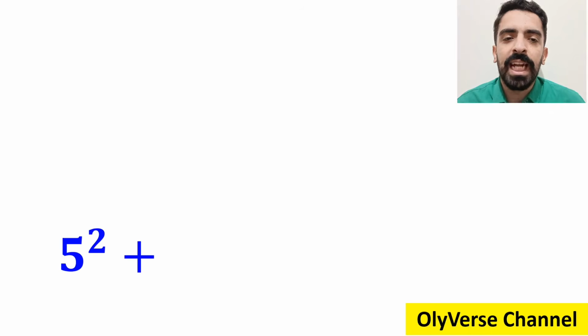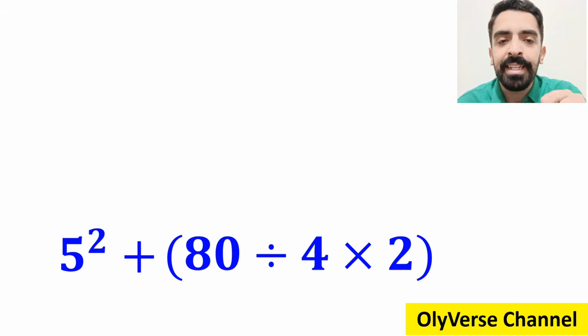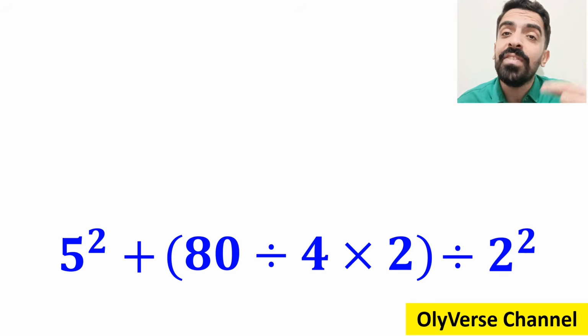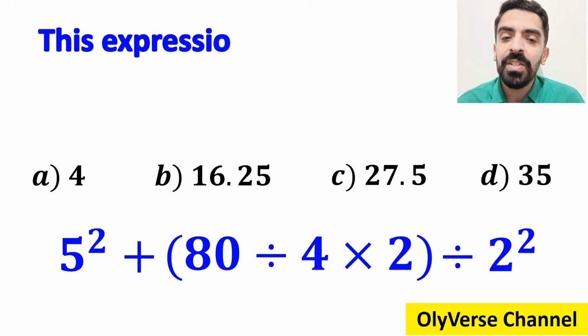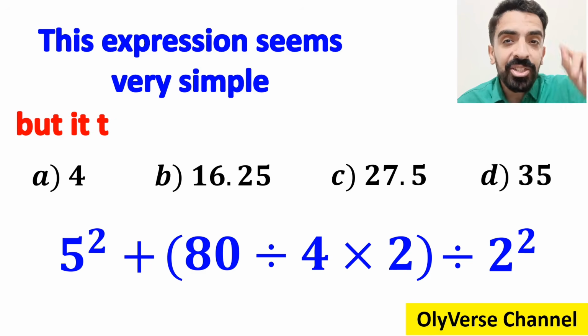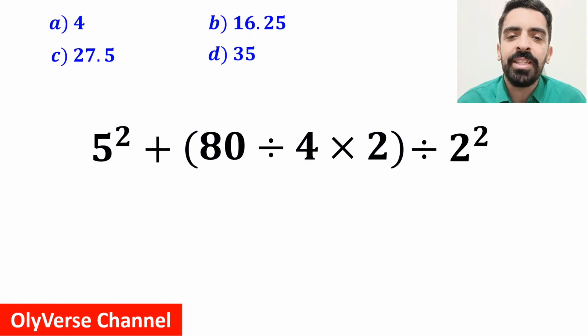What is the value of the expression 5 squared plus (80 divided by 4 times 2), then divided by 2 squared? Which option do you think is the correct answer to this question? This expression seems very simple, but it tricks almost everyone. Let's go step by step and solve it together.